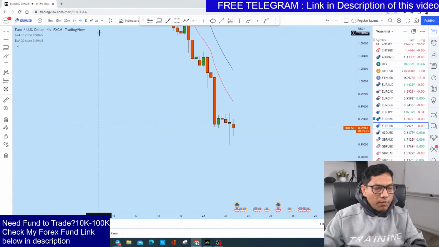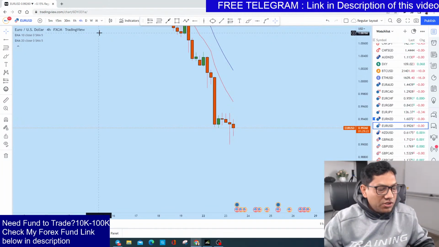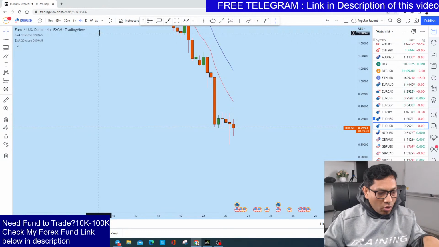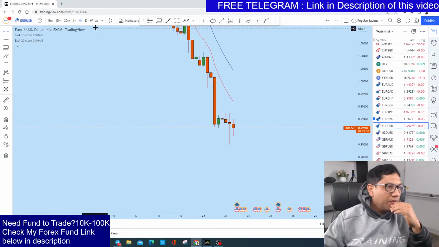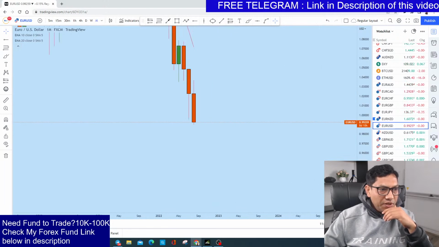As usual in all my analysis, I normally start with multi time frame. As you know, a higher time frame always dominates the market, so starting with the monthly time frame to see the bigger picture.